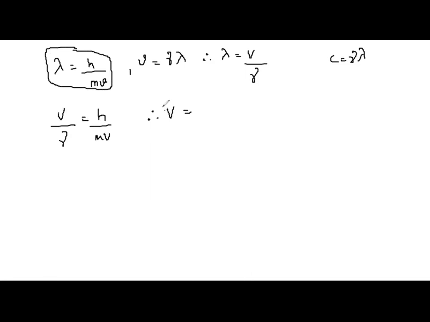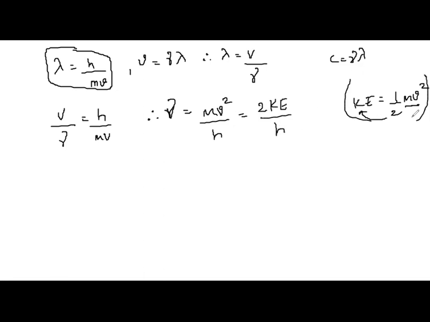Therefore frequency is equal to mv square upon h, correct? We know that kinetic energy is equal to half mv square, but I want mv square, so I will take it here. So mv square is nothing but 2 into kinetic energy. Therefore, I can say frequency is equal to 2 into kinetic energy divided by h.